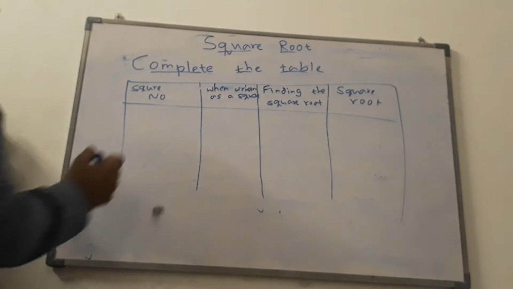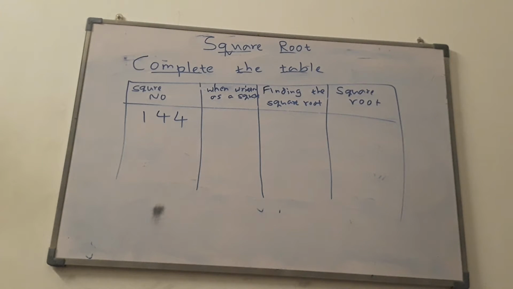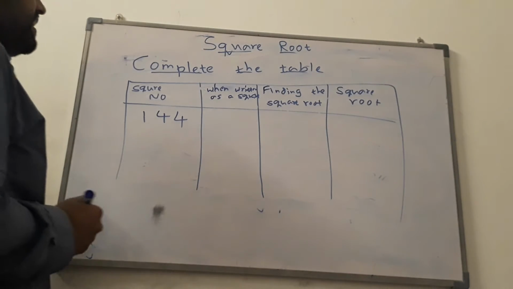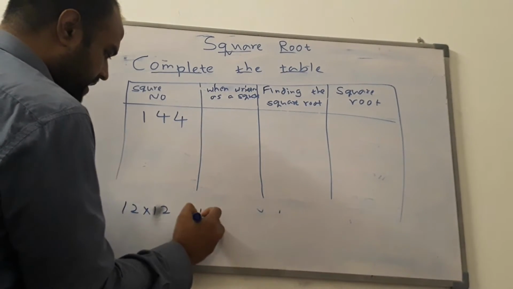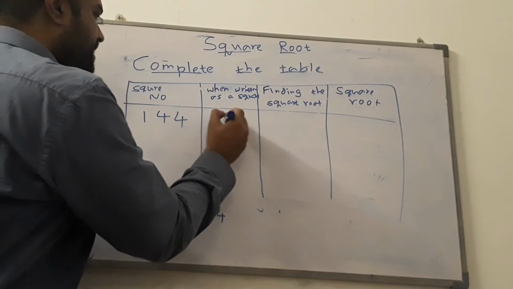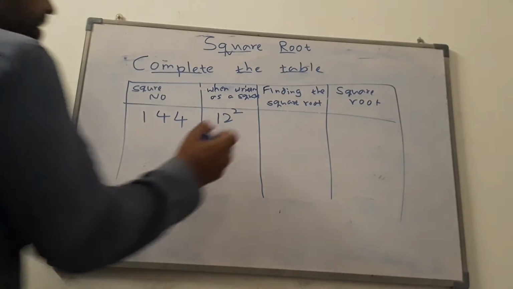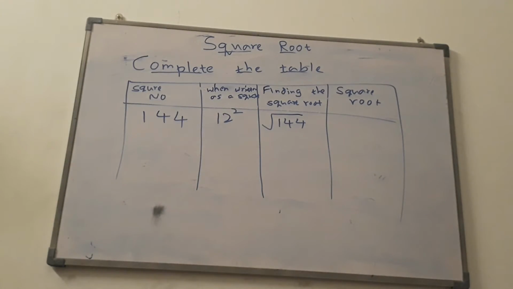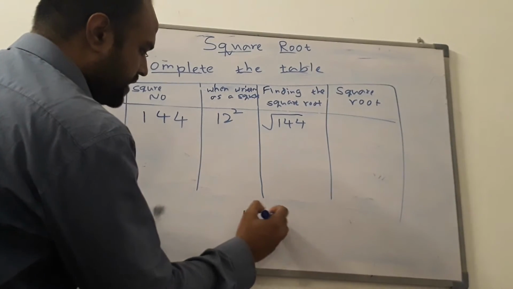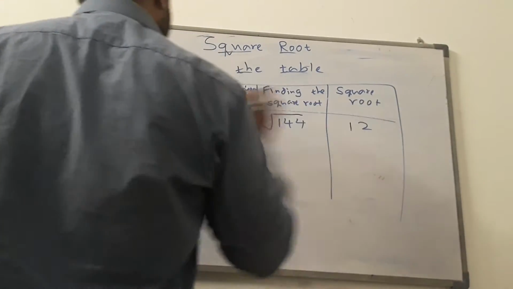Okay, suppose a square number like 144. We know 144 is a square number. When it is written as a square, it means 12 times 12 is 144, or we can say 12 squared is 144. Finding the square root: you want to find the square root of 144. Square root means root of 12 squared, so root and square get cancelled. Answer is 12.